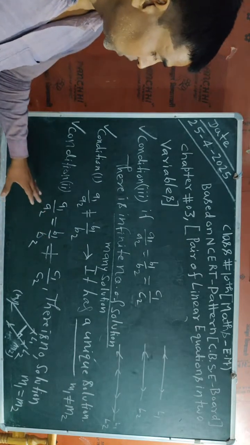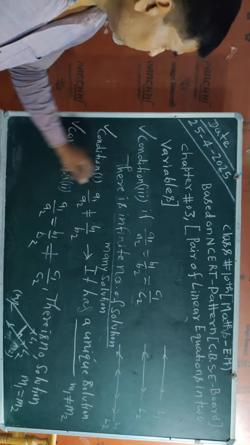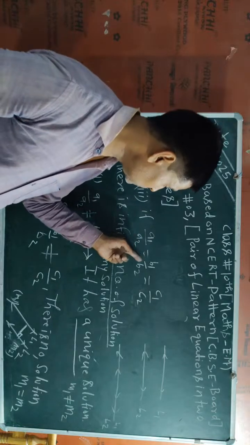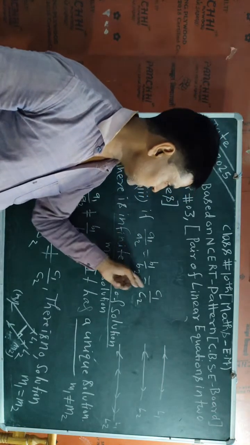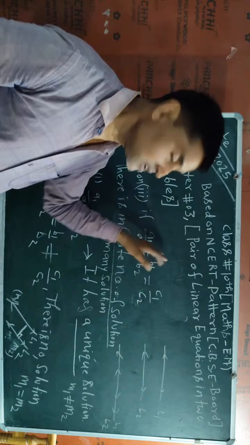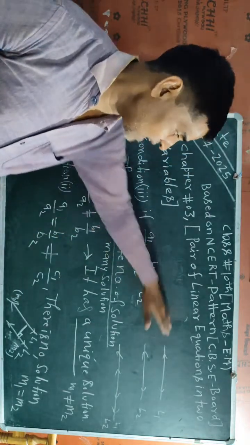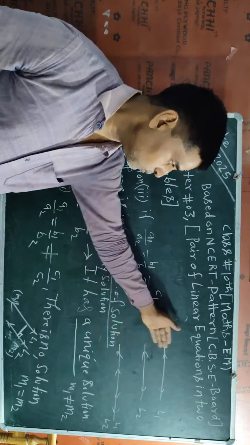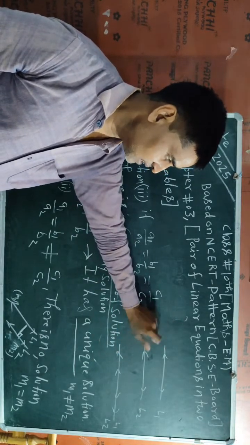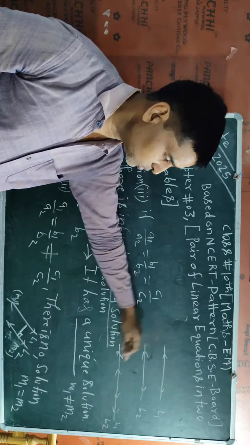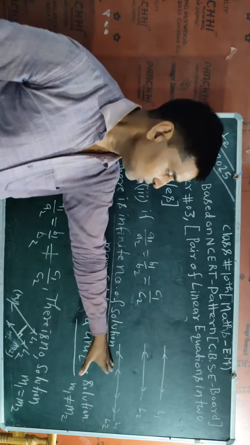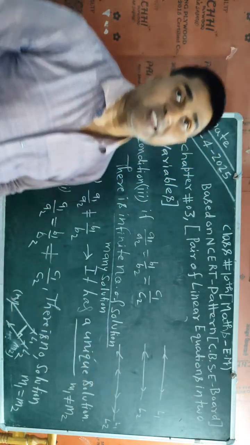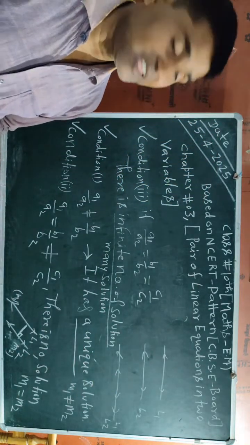Now, the third condition is such that if A1 divided by A2 is equal to B1 divided by B2, which is equal to C1 divided by C2, it means that both lines are the same. Means one line lies on the second line. So both lines will look like this. It means that there are infinite numbers of solutions, in other words, many solutions.